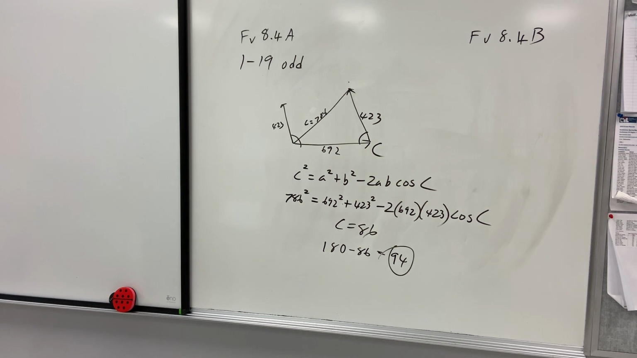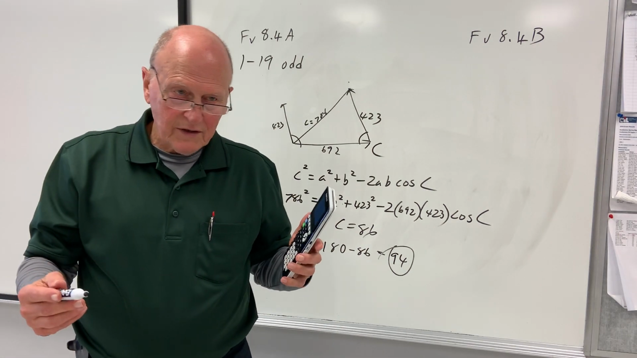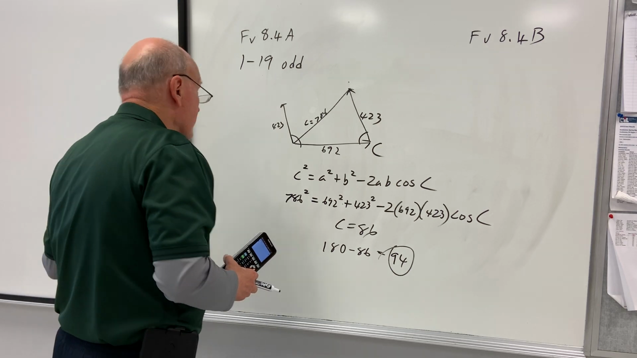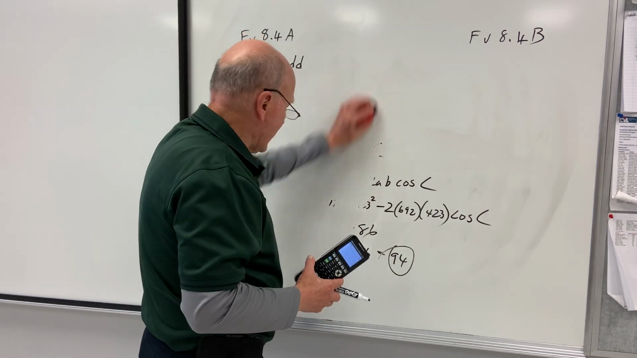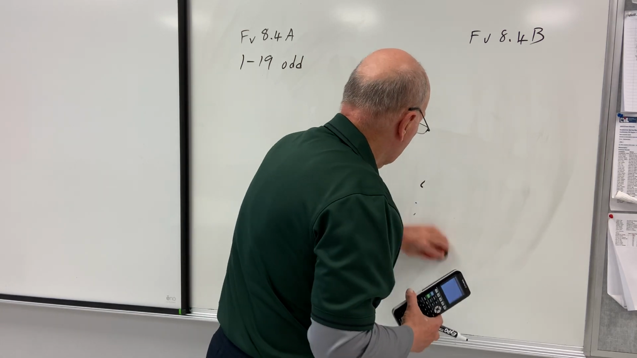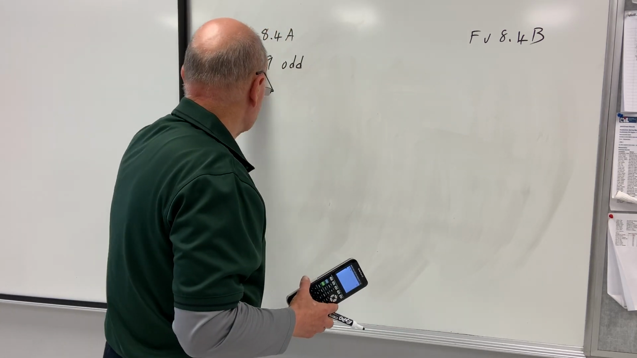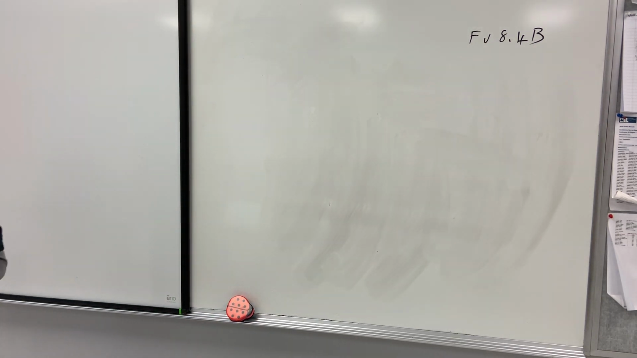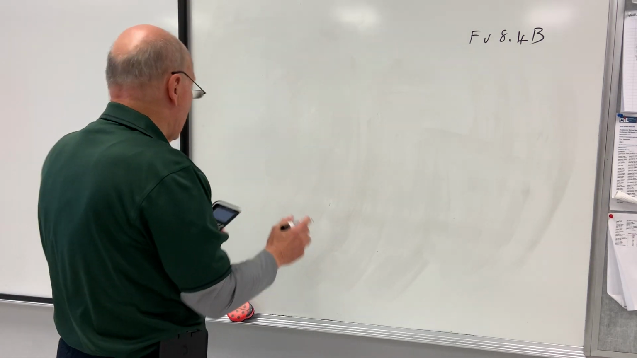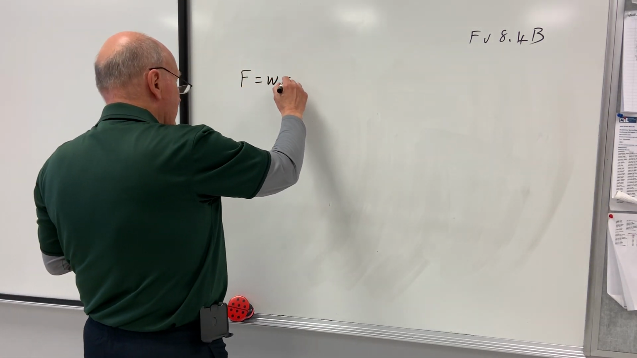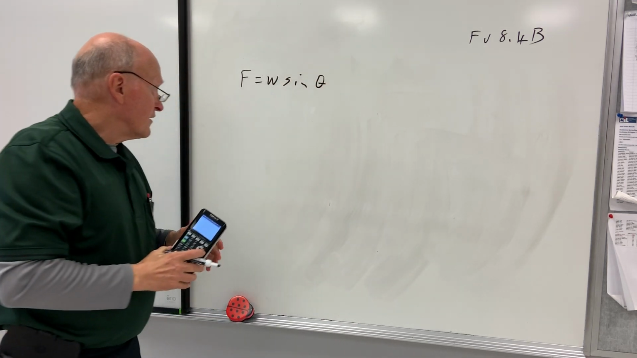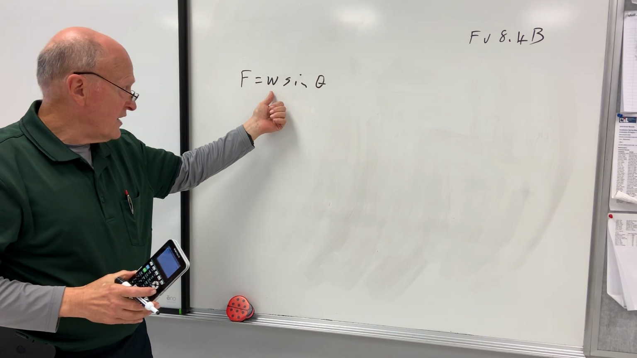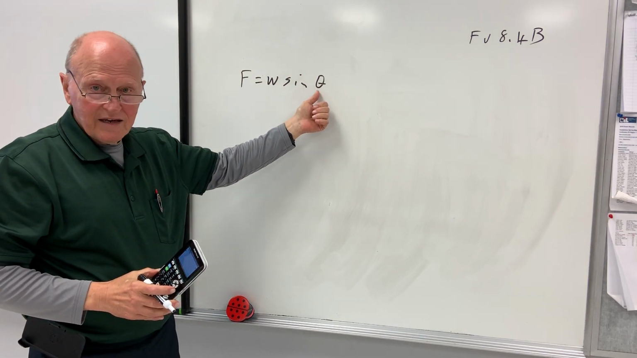Okay, let's do another one. Let's do problem number 7. Now, before I start 7, we have a formula, and I don't think it's actually given in the book. They explain how you would get the formula, but I don't think they actually gave the formula. But we have a formula that tells us that if we've got a weight on an incline, that force is equal to the weight times sine of theta. And this is the force that it takes to hold a weight in place at an incline of theta.